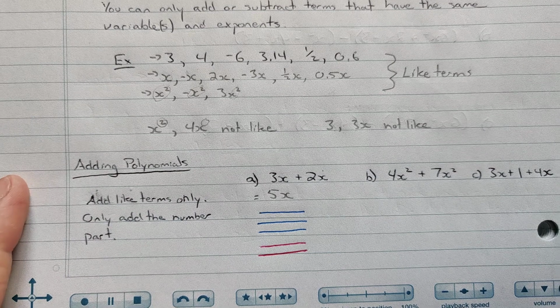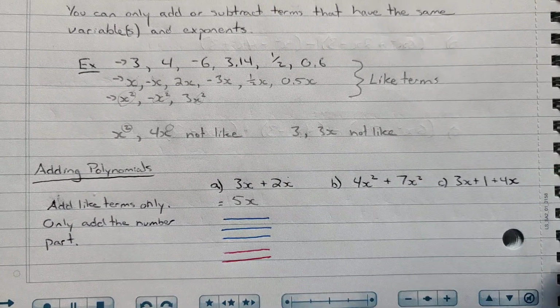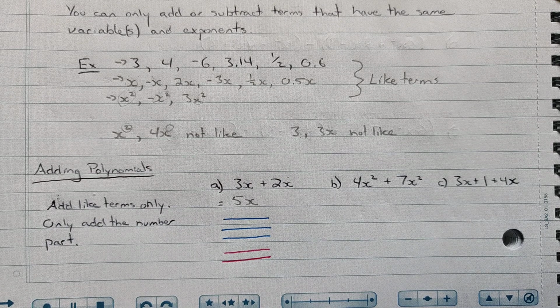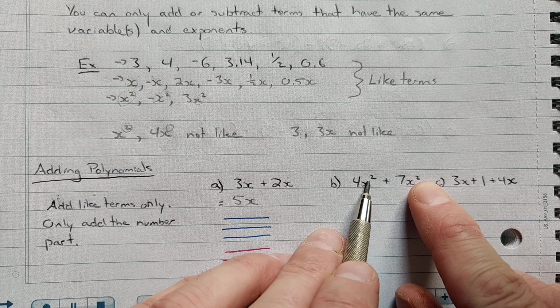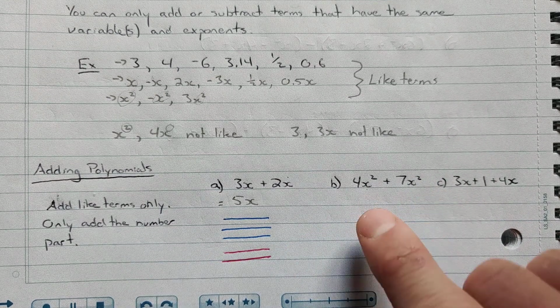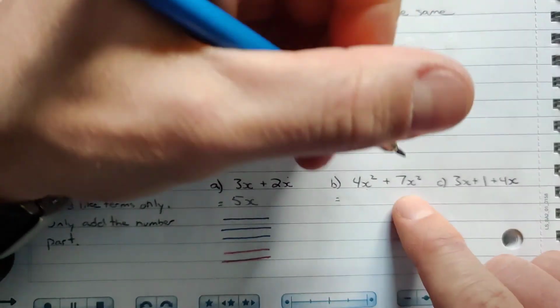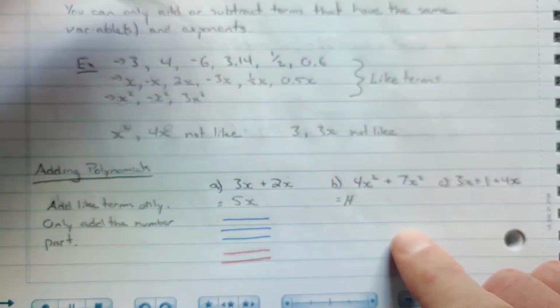In the next case, we have 4x squared plus 7x squared. So again, we have like terms because they both have an x to the power of 2. Again, the exponent has to be the same. So we can add these. And again, we just worry about the numbers. It's 4 plus 7, which is going to give me 11x squared.